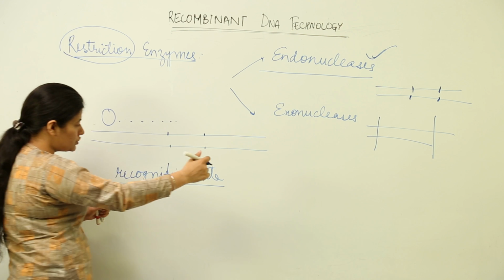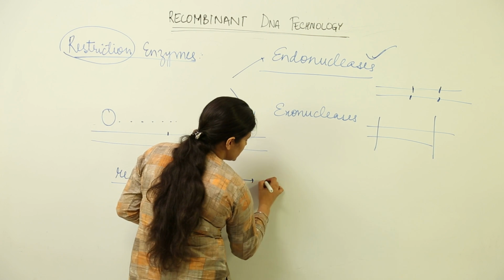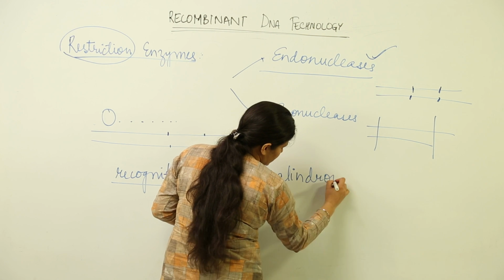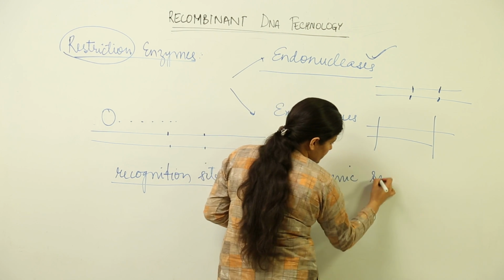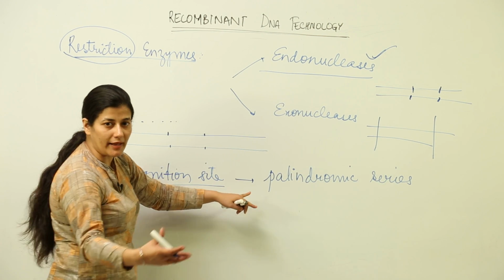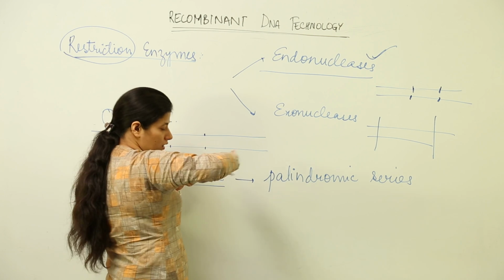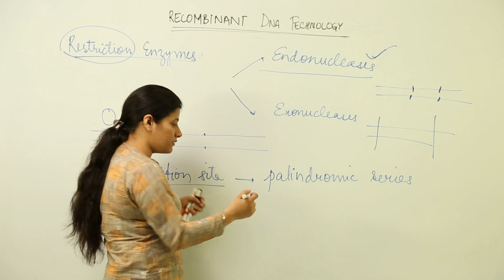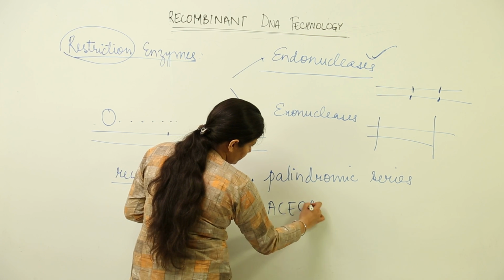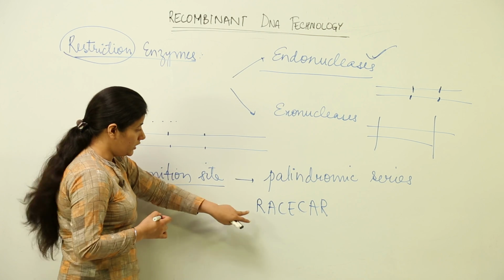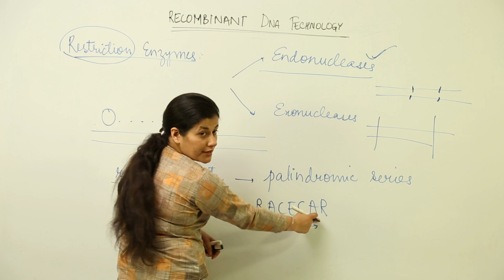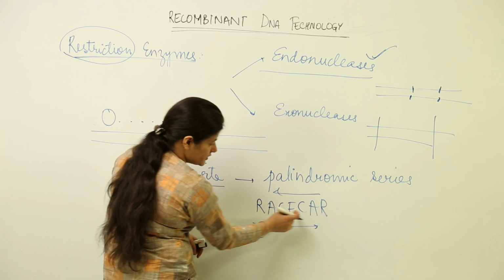For an endonuclease, restriction endonuclease, the recognition site has to be a palindromic series. Now what is a palindromic series? First of all, what is a palindrome? You know what is a palindrome? The word that is read from front and backwards is the same. Supposedly we have race car. R-A-C-E-C-A-R, race car. Read it this way, again it is race car.